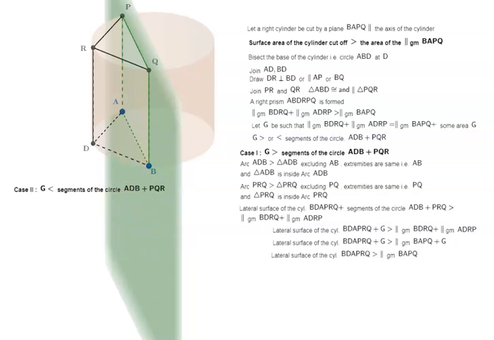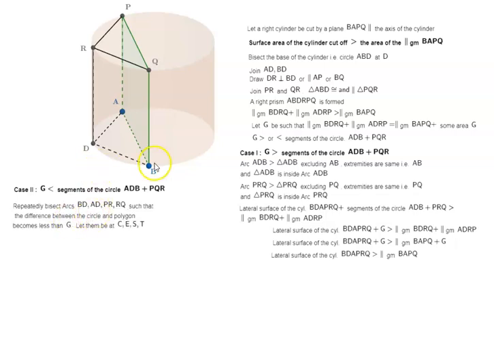Now let me remove this plane so that we don't get distracted with it. Repeatedly bisect arcs BD, AD, PR, and RQ. So C, E, S, T. Join these segments. And we keep repeating this till when? Till the difference between the circle and polygon becomes less than the area that we have chosen. And for simplicity's sake, let them be at CEST.